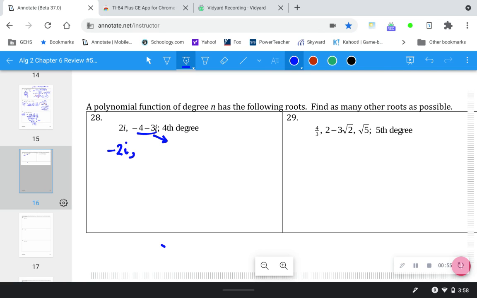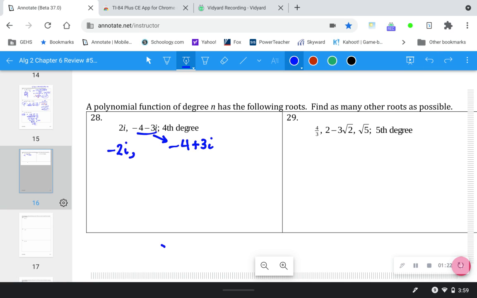We have a complex answer. You change the sign of the part that has i in it. Like that. And we've got all four answers. Fourth degree means we should be looking at four answers. Those two answers could be written plus or minus 2i. And this answer with its conjugate could be written as -4 plus or minus 3i.